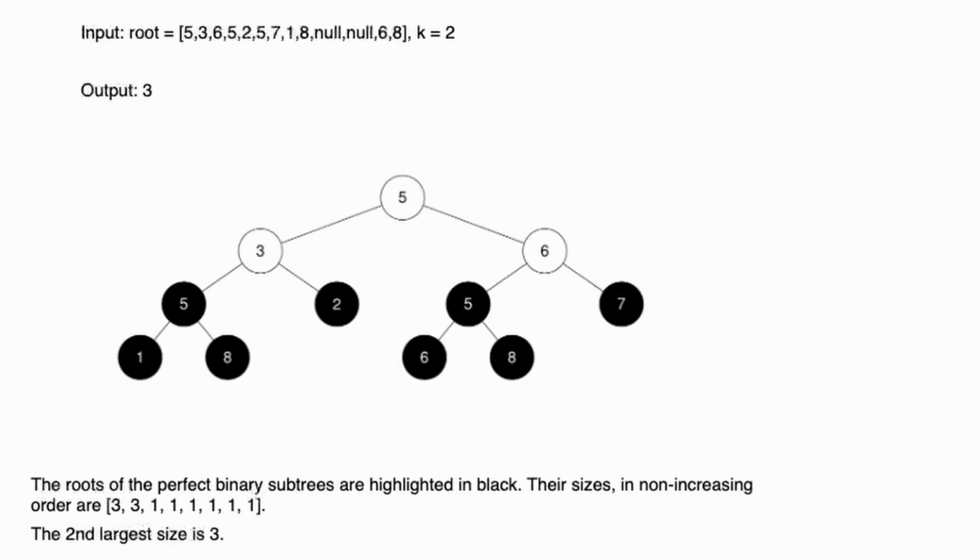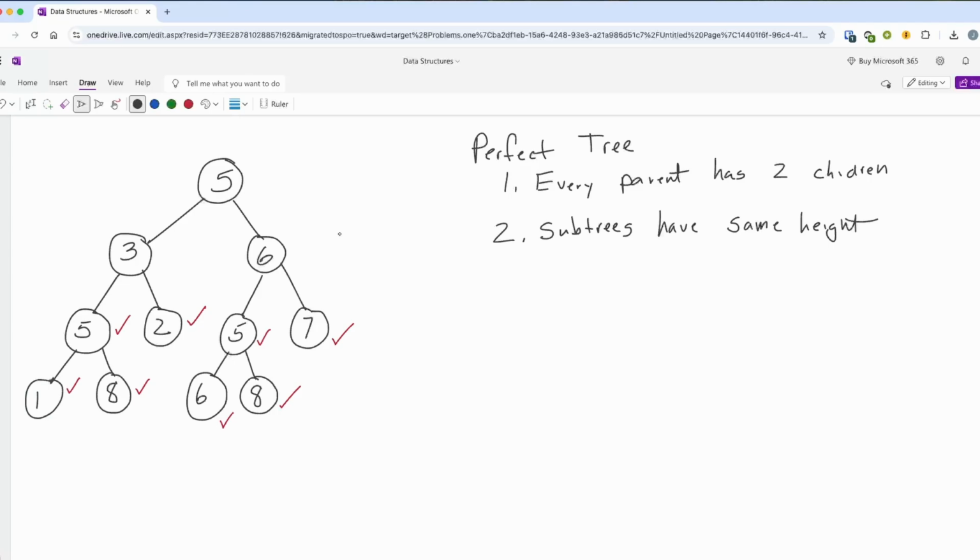Let's take a closer look at this example and see exactly how we can solve it. So we're using the same tree from the example, and we're going to try to think about how we could figure out what the size of our subtrees are. So we want to use the same rules. We want to make sure that every parent has 2 children and that our subtrees have the same height. So how do we actually figure this out? Well, let's take a couple examples.